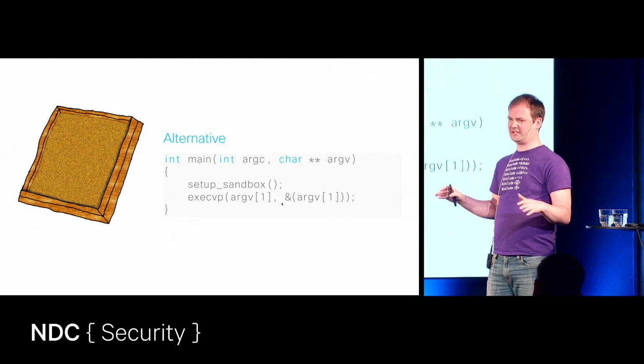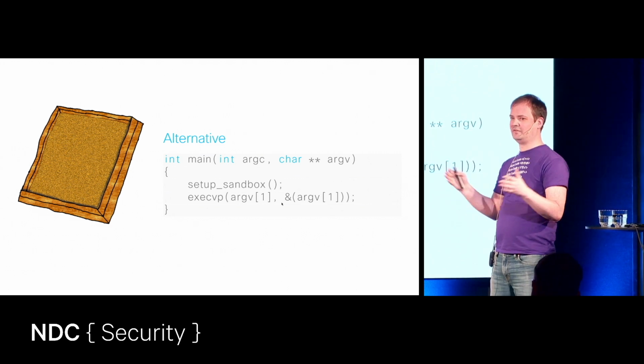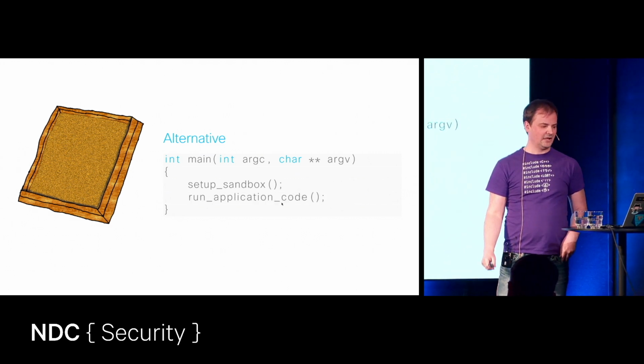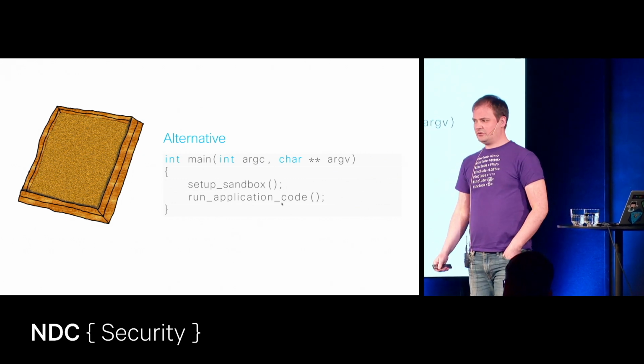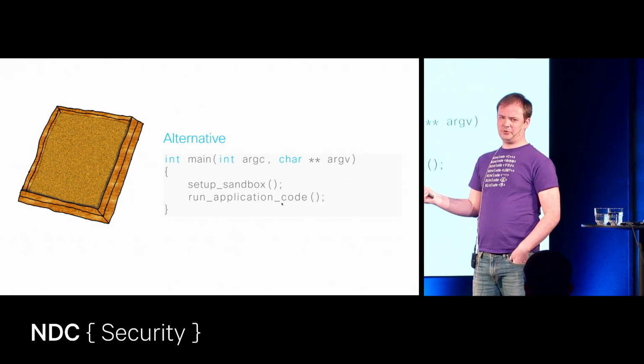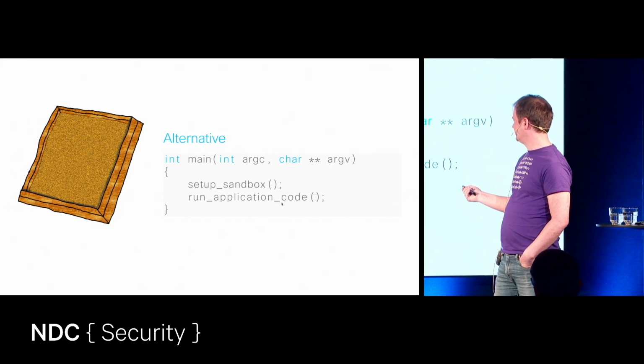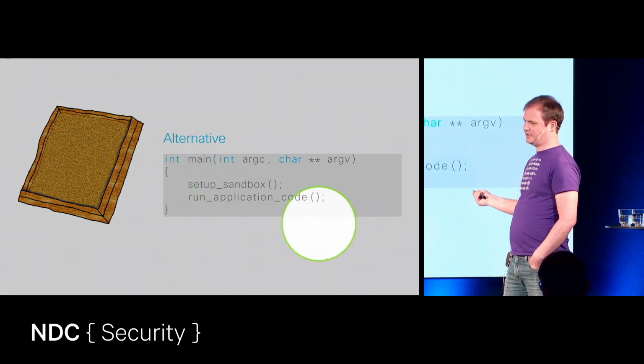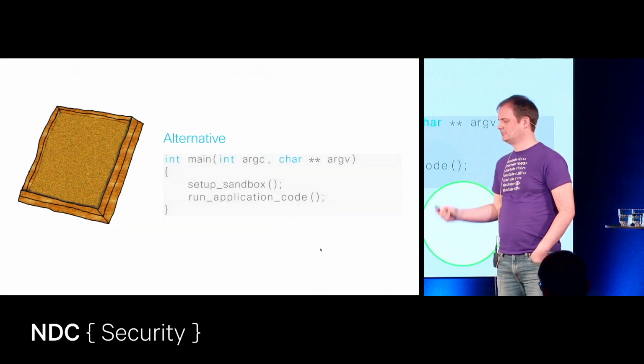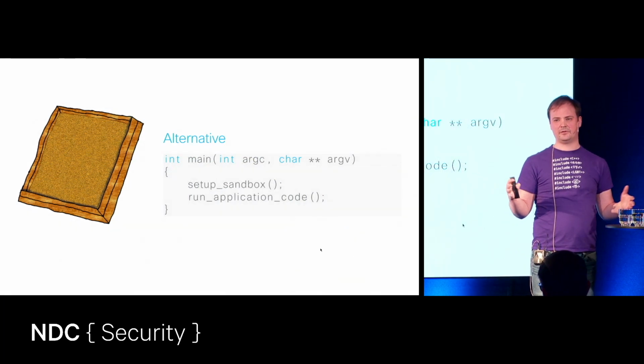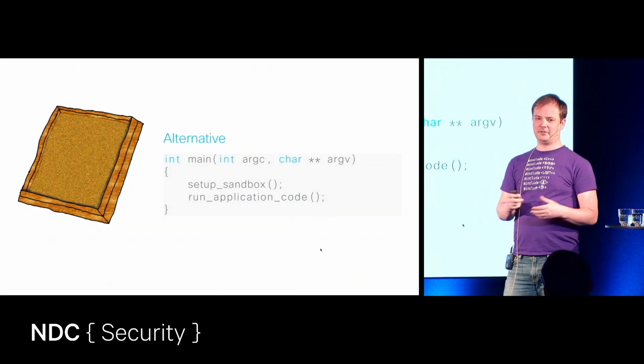If you don't need the file system, you might want to consider just removing it completely. So you could do something like this. Basically put the sandbox inside of the application. Set up the sandbox, run the application code. Then you can remove yourself completely from the environment.